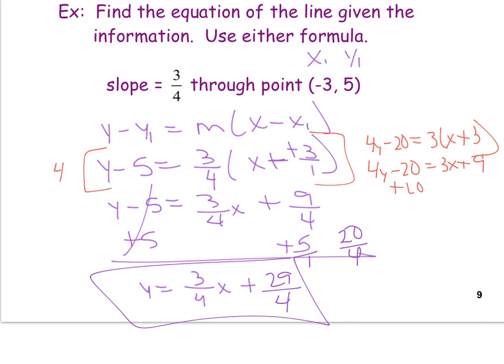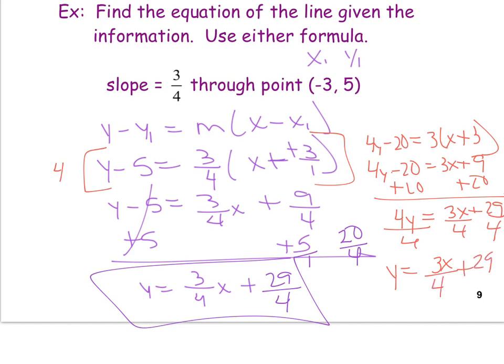If you add the 20, you're going to get 4y is equal to 3x plus 29. Divide by 4. And you're going to get y is equal to 3x over 4 plus 29 over 4. Same exact thing, but we got rid of the fraction on that one.